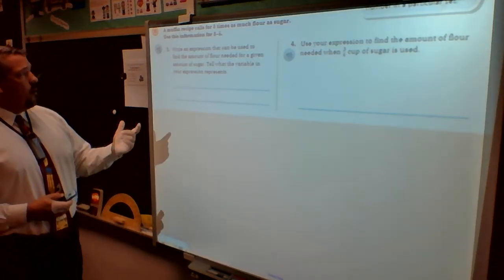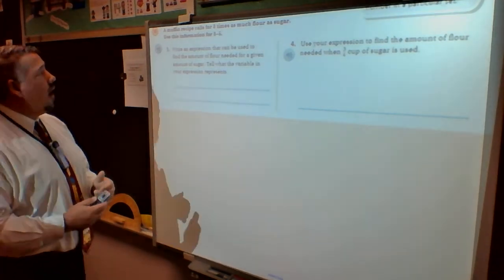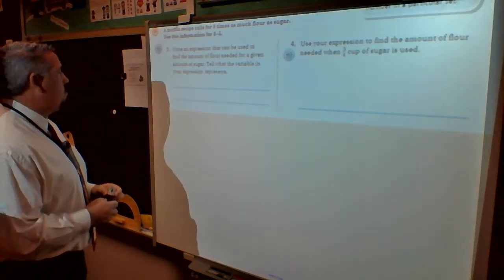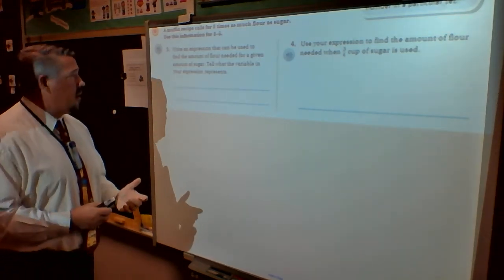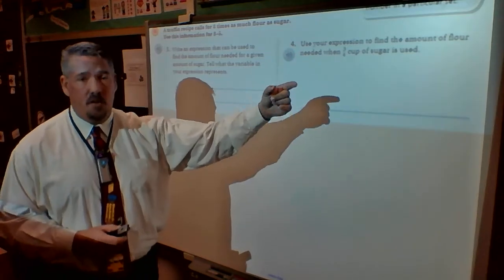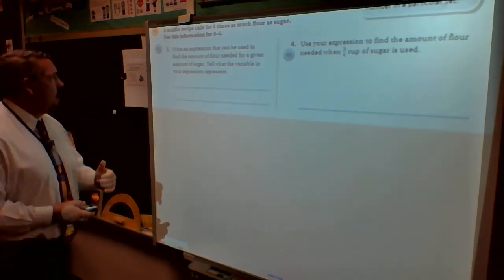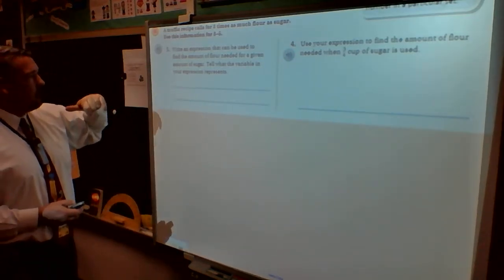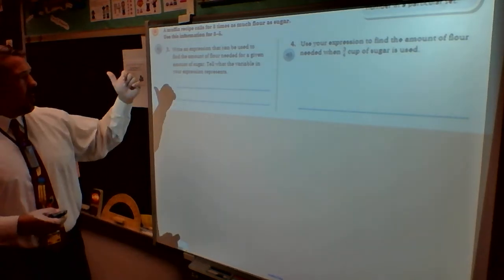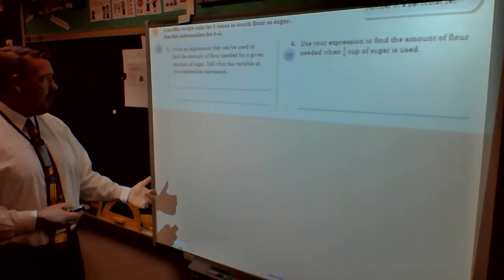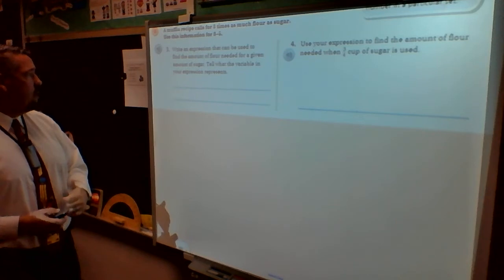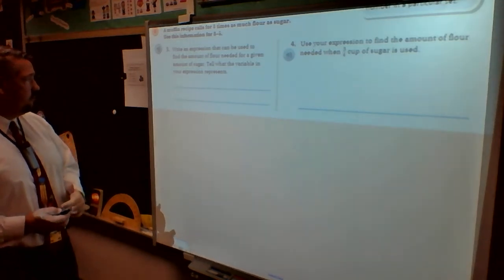All right, so a muffin recipe calls for 8 times as much flour as sugar. Use this information for these 2 plus the next one. Write an expression that can be used to find the amount of flour needed for a given amount of sugar. Tell what the variable is for the expression.